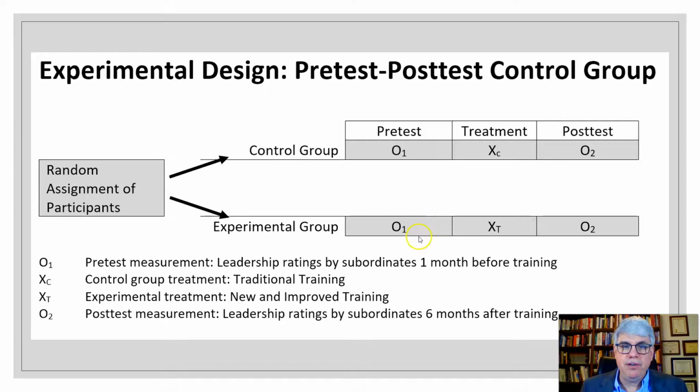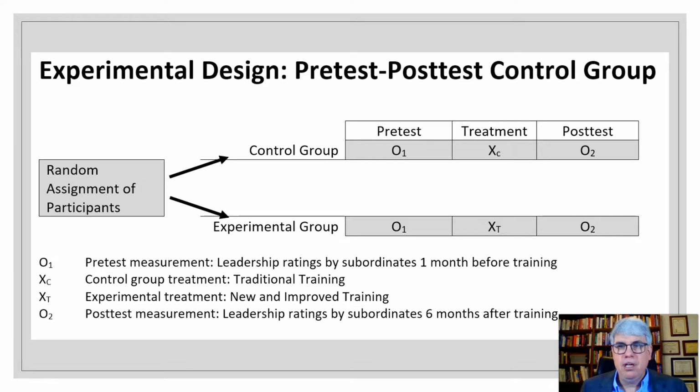O1 here, we measure the outcome. So this would be the pre-test measurement, the leadership ratings by subordinates, maybe 1 month before the training. We might not want to do it right before the training because supervisors might be thinking, oh, training is coming, I better be on my best behavior. But if we did it a month before, we'd get their normal behavior. And so we measured for both the control group and the experimental group beforehand. And it won't be that big of a difference because it's pretty much what we would expect by chance.